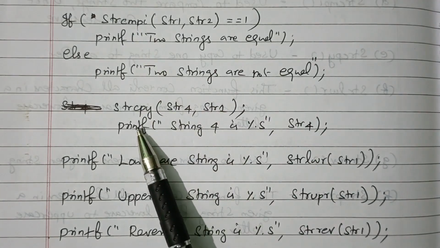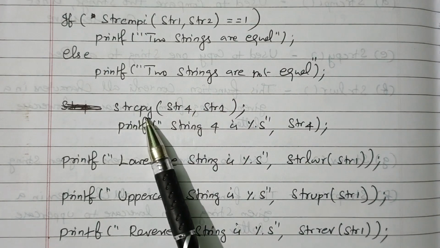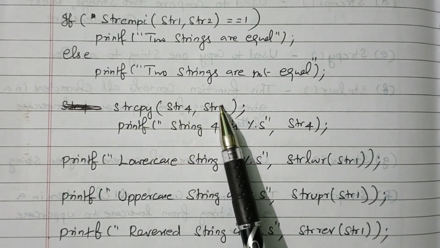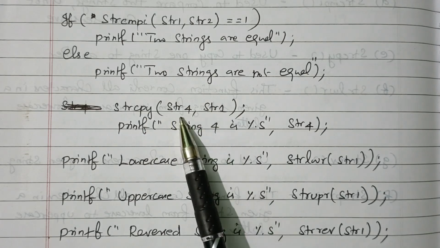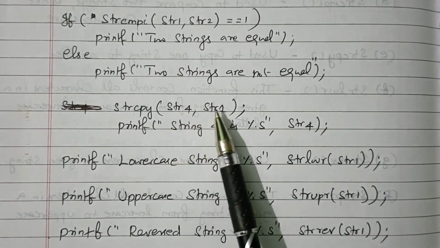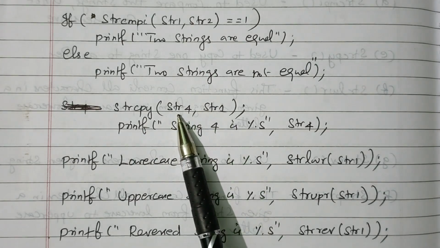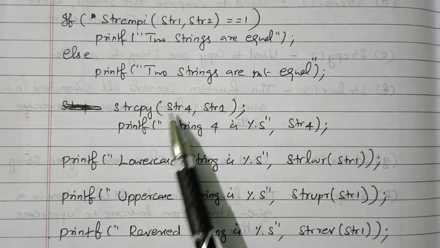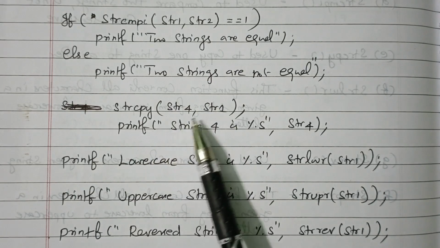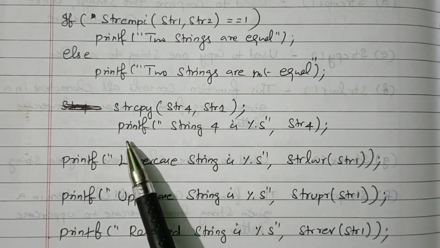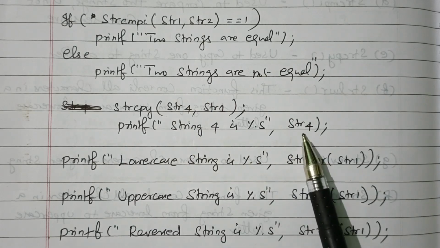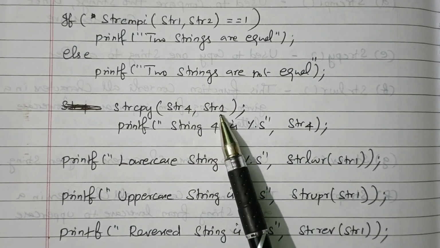Now we'll go to the next string handling function, strcpy. str4 comma str1. What happened here? The content of string 1 will be copied to string 4, right? It is not concatenate, it is copied. strcat means both are added together, concatenated, but here it is only copied. Immediately we print the fourth string. Print of string 4 is string 4. String 4 is nothing but the content of string 1.